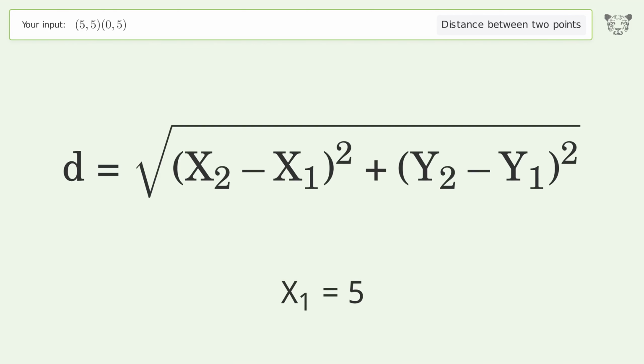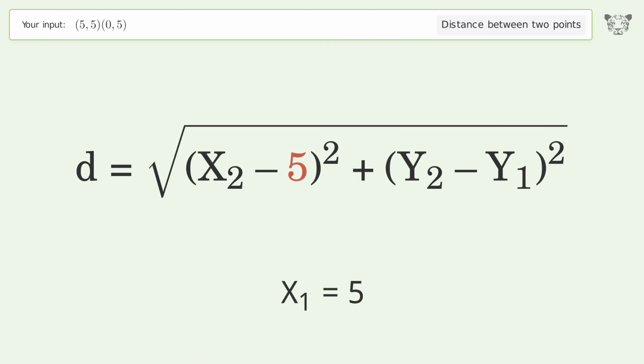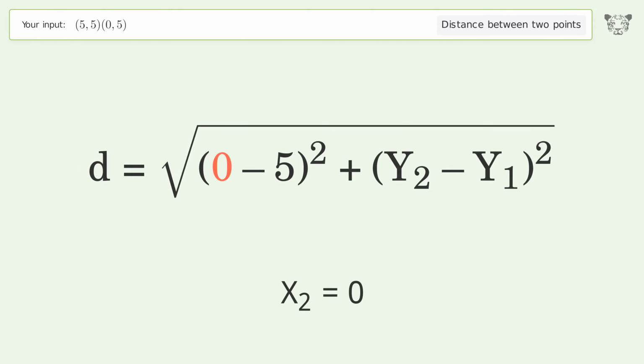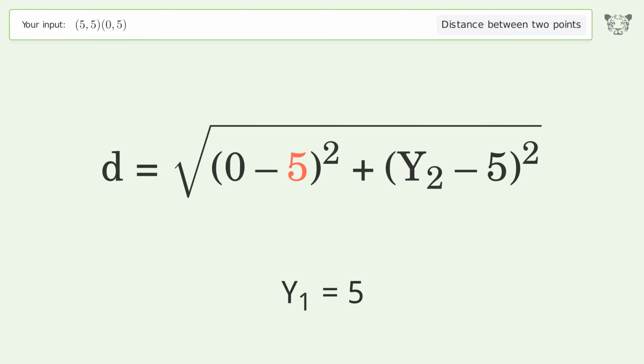x1 equals 5. x2 equals 0. y1 equals 5. y2 equals 5.